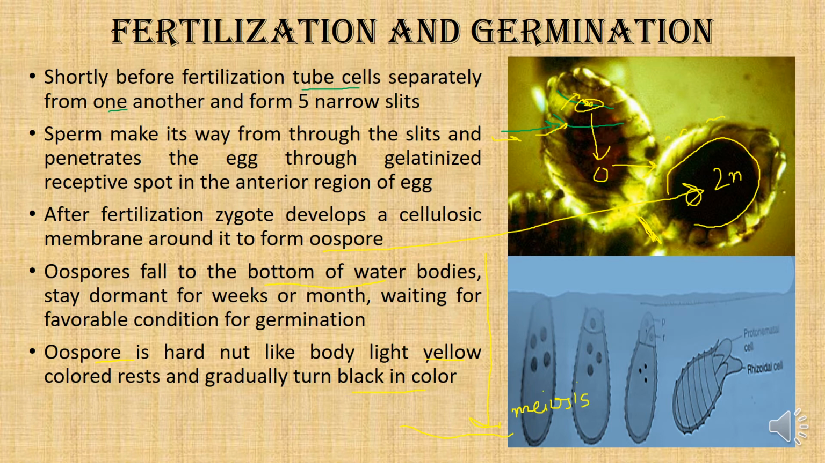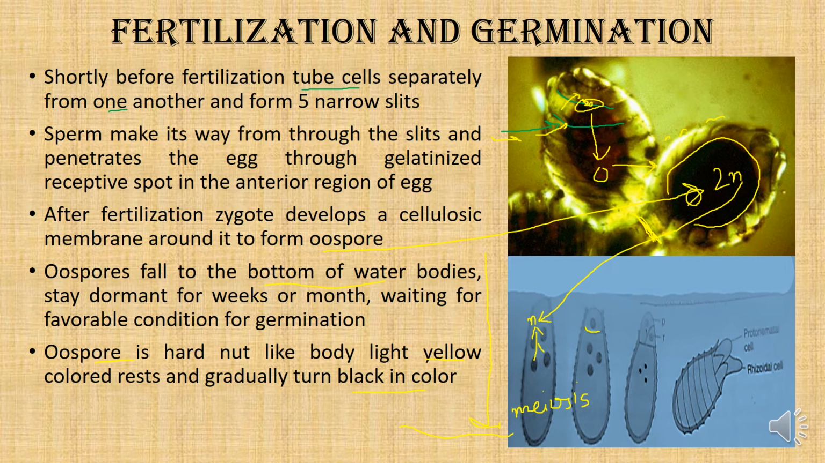Meiosis, that is the reduction division. The oospore was 2n, but after the period of rest, when it germinates, there is reduction division of meiosis, and these contain haploid nuclei. That is, after meiosis, all these 4 nuclei that are formed are haploid.